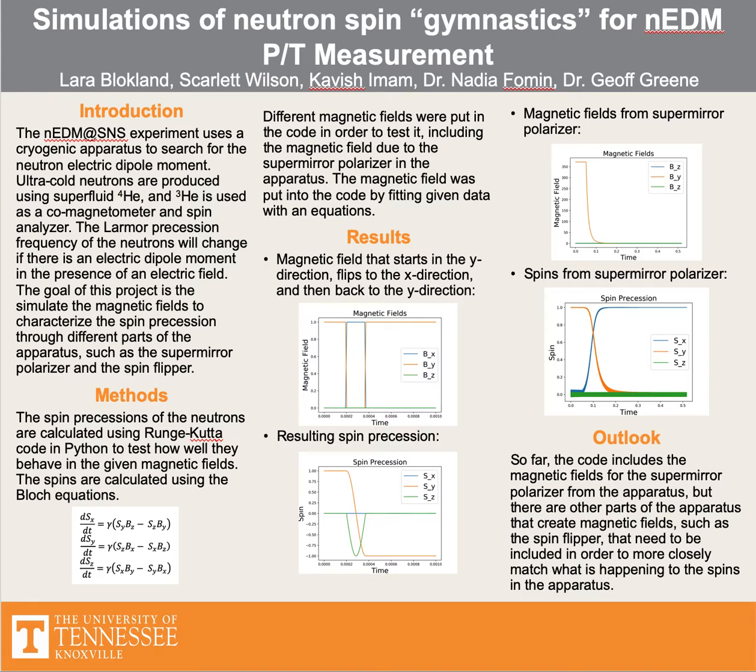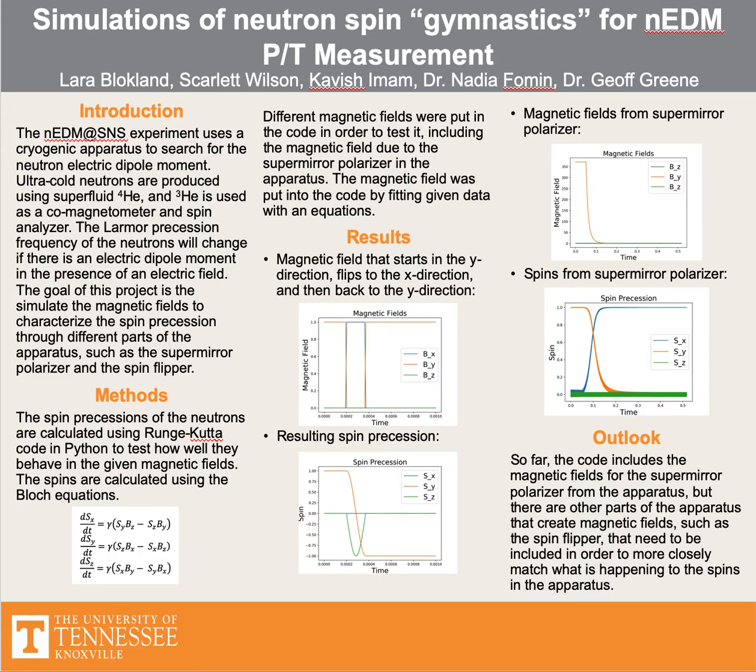While this is not an accurate picture of the spin flipper used in the apparatus for the experiment, it shows how the code can be used to simulate different magnetic fields. The other graphs represent the supermirror polarizer from the apparatus. The magnetic fields were given from experimental data and then fitted with an equation in order to be put into the code. The equation was a piecewise function made up of an initial horizontal component and then an exponential component.